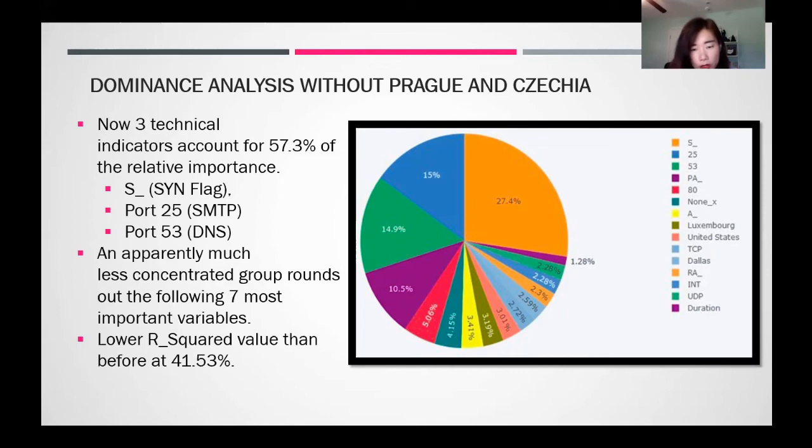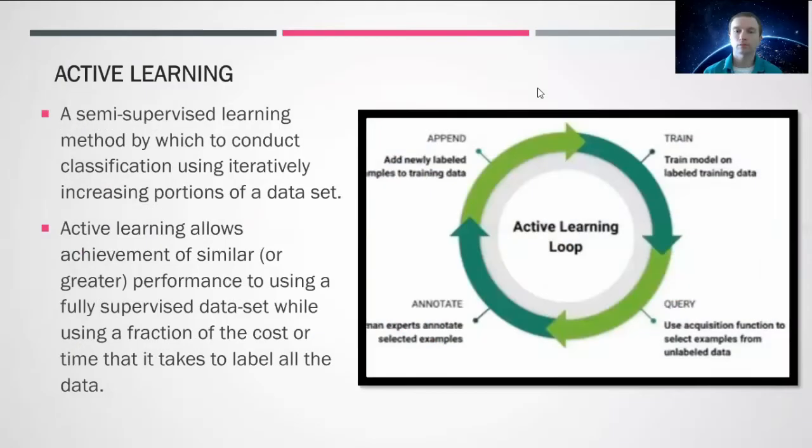Sadly, this model only achieves an R-squared value of about 41%. But it still provides a basis to begin a botnet search, and John will follow me to discuss.